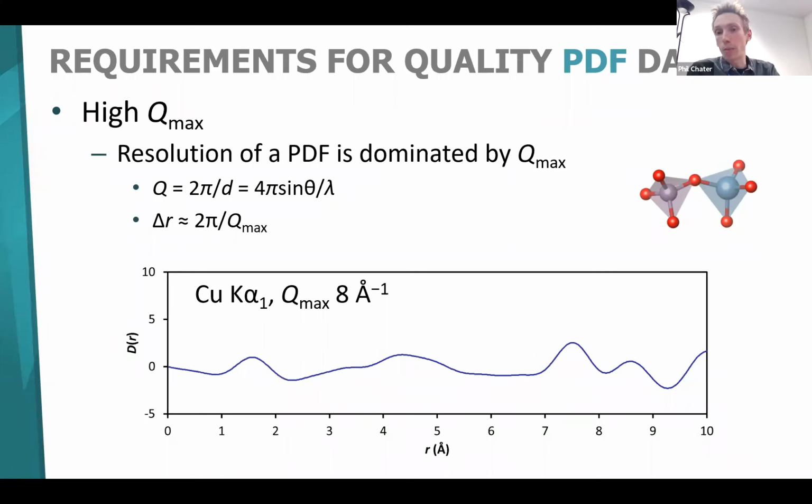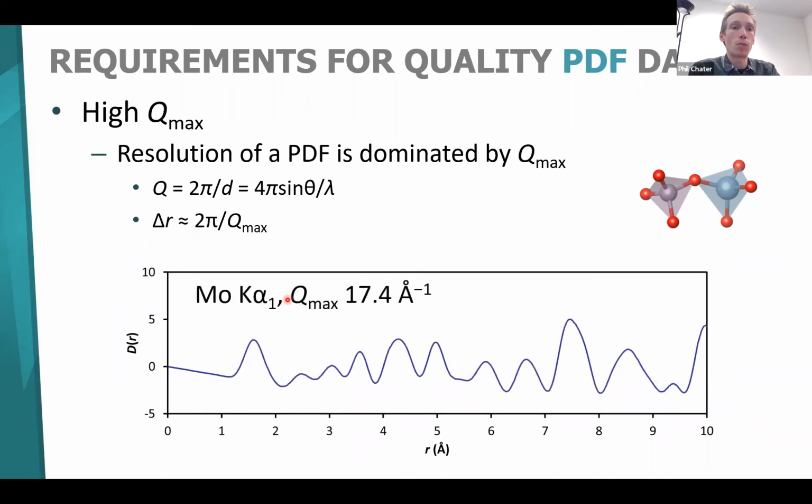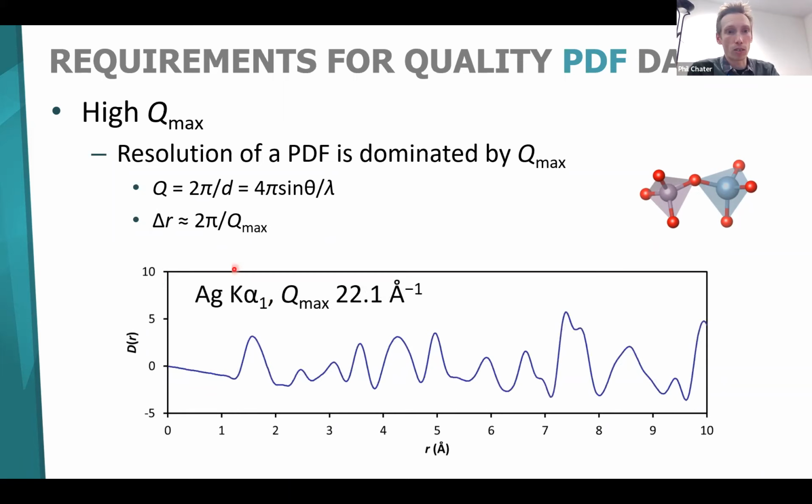You can do PDF in the lab, though. You can get a molybdenum source, which starts to get you slightly better information, or a silver source, which is about as good as you can get in the lab. And here you can start to see more resolved features. It's particularly this first bond. Now you can see it starting to look like a peak with a significantly pronounced shoulder on it.